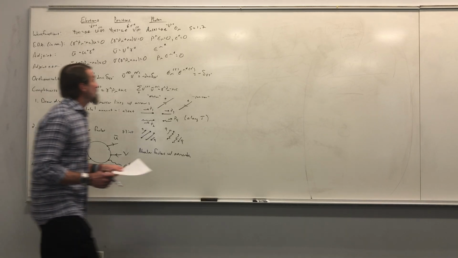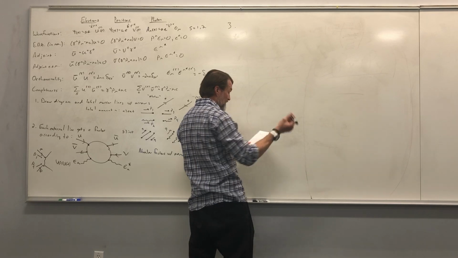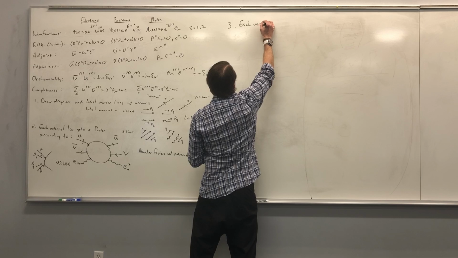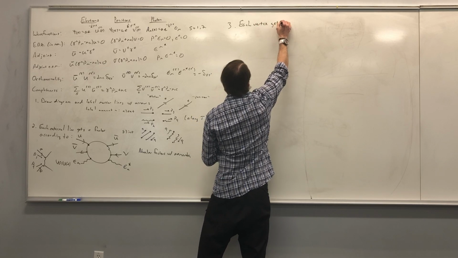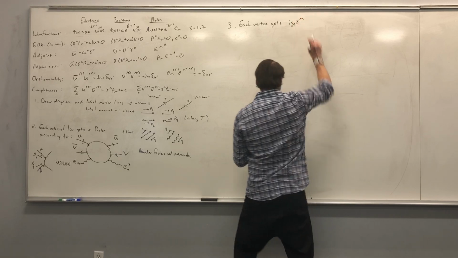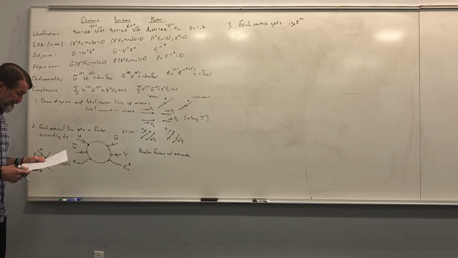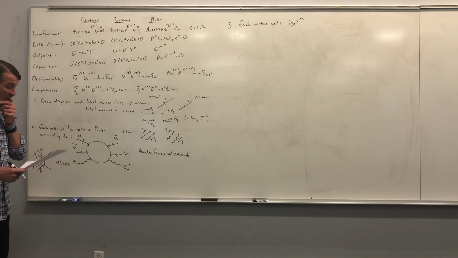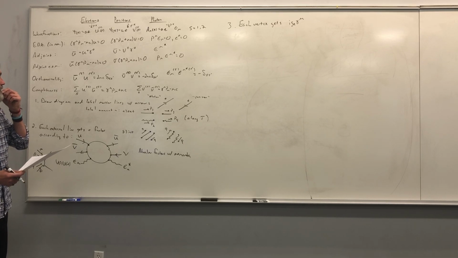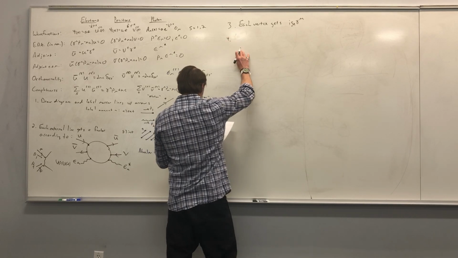All right, so now let's go on to step 3. And this is where it gets easy. Each vertex gets a factor of I, G, E, gamma, mu. Okay? Now, actually, I'll just keep on. Okay, so internal lines.